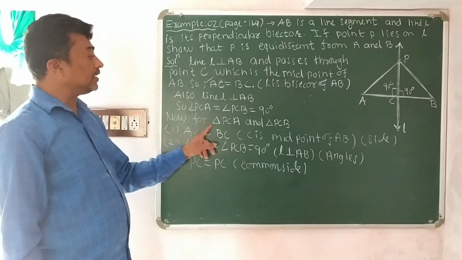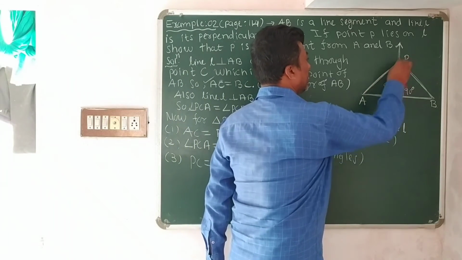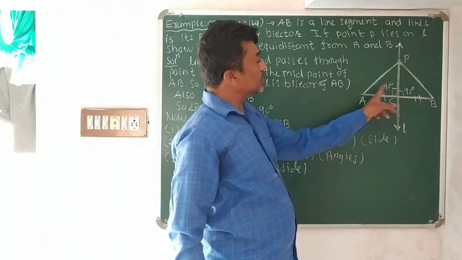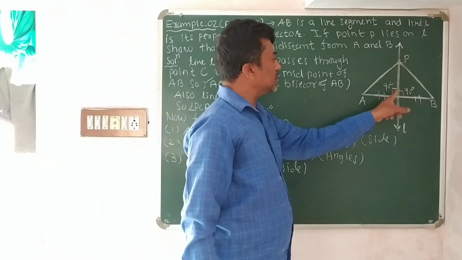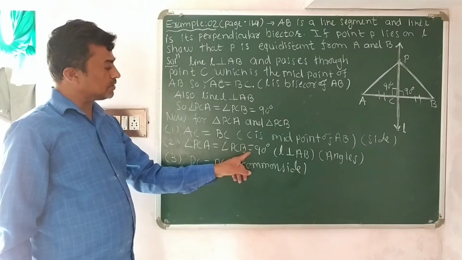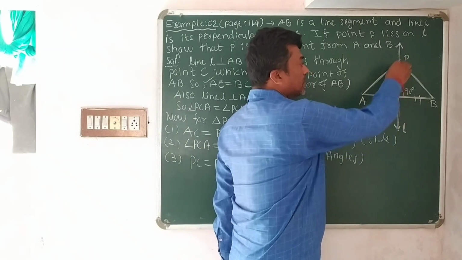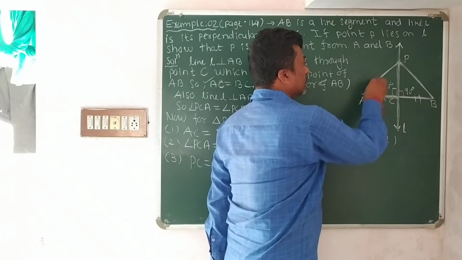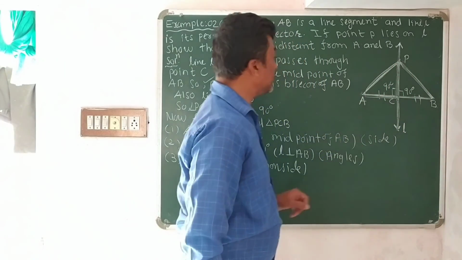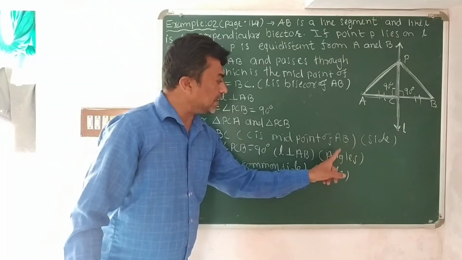So see, children, in triangle PCA and triangle PCB, first AC is equal to BC, because C is the midpoint of AB. Now second, angle PCA and angle PCB both have the same measurement, 90 degrees, because L is perpendicular to AB. Now see, children, side PC appears in triangle PCA, and in triangle PCB also PC appears. So side PC is the common side of both triangles. So we can write side, angle, side, SAS.